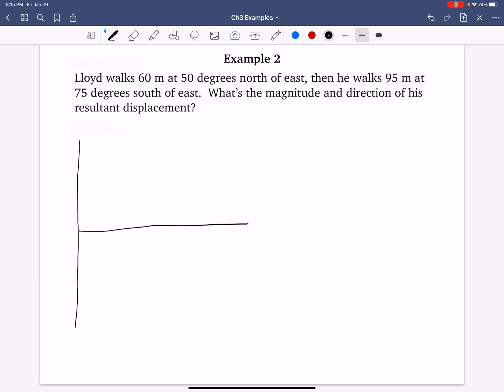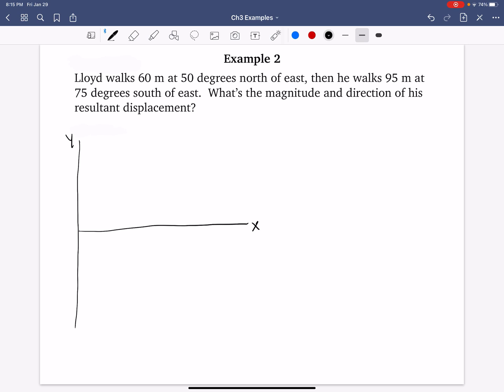I'm only going to draw one half, two quadrants here, because we have Lloyd walking north of east and south of east. Therefore, he's always going east. So I'm not going to draw the left half. So let's make north equivalent to the y direction, and east equivalent to x.